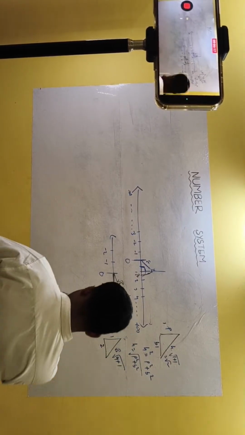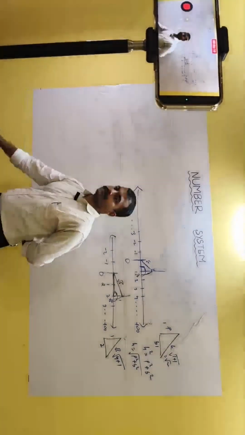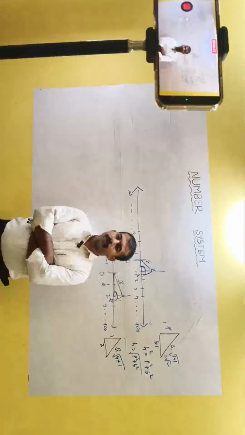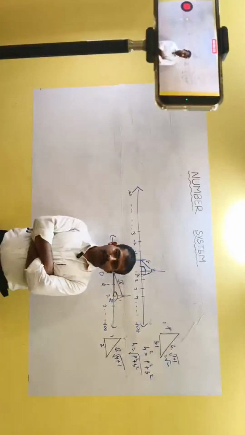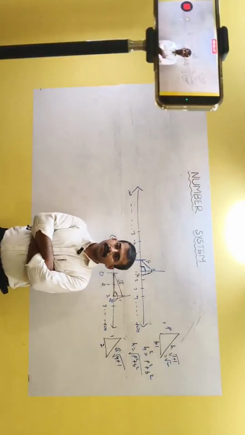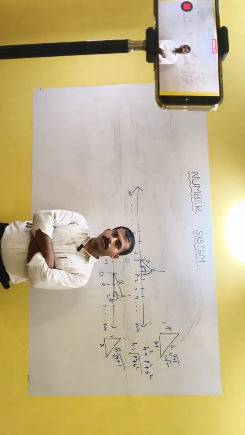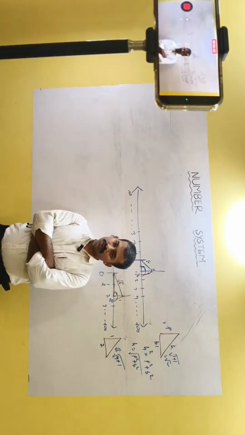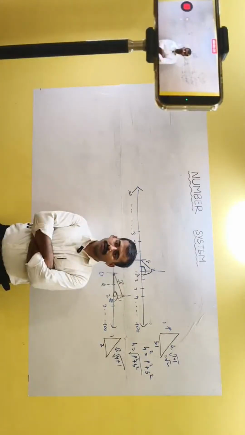What a natural number can be called as a whole number? A natural number definitely. What an integer can be called a rational number? What an integer can be called a whole number? No. Minus 2 is an integer, but minus 2 is not a whole number. Vice versa is not possible.